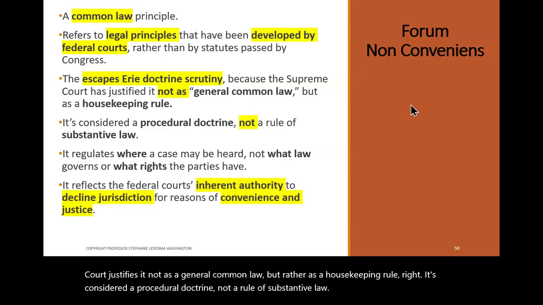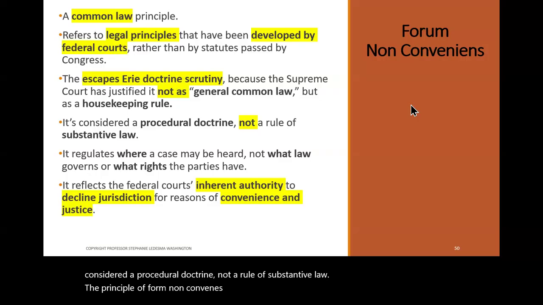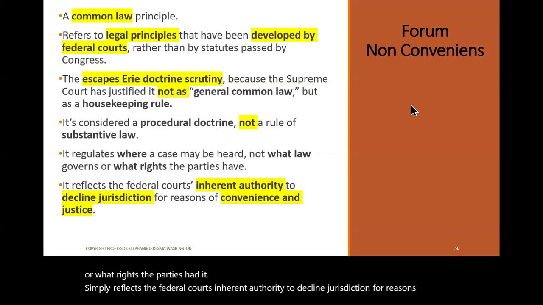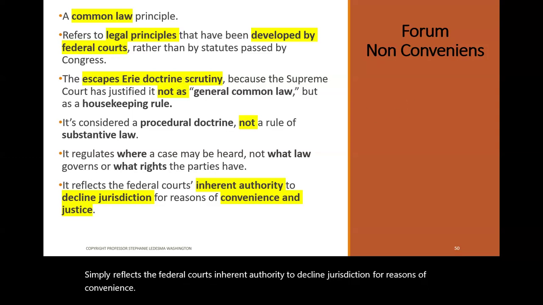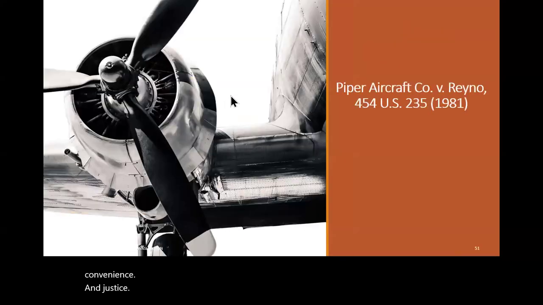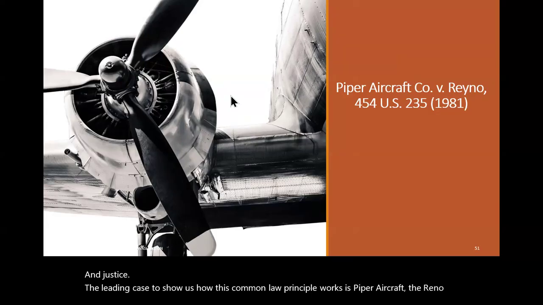The principle of forum non conveniens regulates where a case may be heard, not what law governs or what rights the parties have. It simply reflects the federal court's inherent authority to decline jurisdiction for reasons of convenience and justice. The leading case to show us how this common law principle works is Piper Aircraft v. Reyno. So let's take a look at the Piper case.